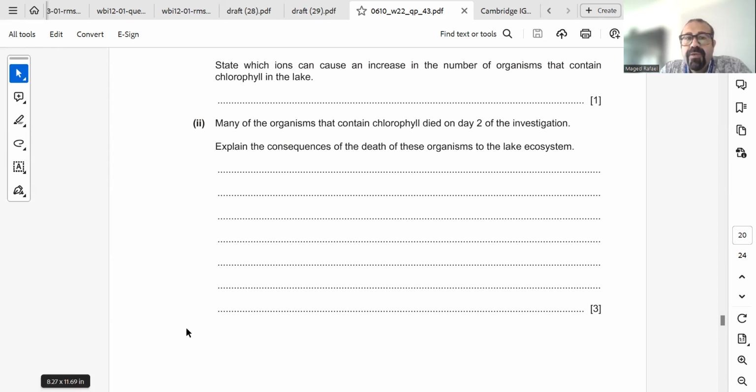Okay. Many of the organisms that contain chlorophyll died on day 2 of the investigation. Explain the consequences of the death of these organisms to lake ecosystems. What do you think? What are the consequences if the organisms die? Won't this lead to eutrophication? Won't it increase decomposition? And when decomposition happens, it means organisms will respire aerobically, and this will decrease the amount of oxygen in the lake. Okay, we got the 3 marks.